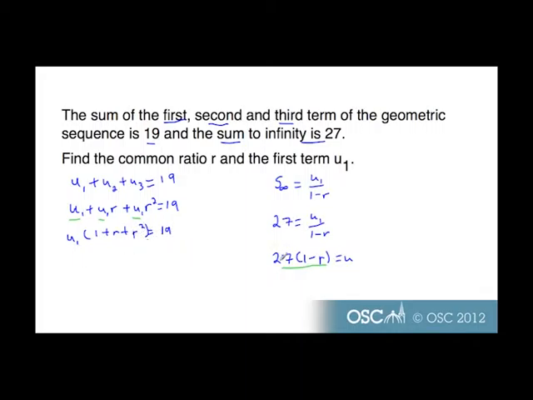Okay? Taking this, replacing this, you end up with 27, 1 minus r, 1 plus r plus r squared is 19. Once you see this, you could divide by 27 to make your life a little bit easier, and expand the left-hand side. 19 over 27.